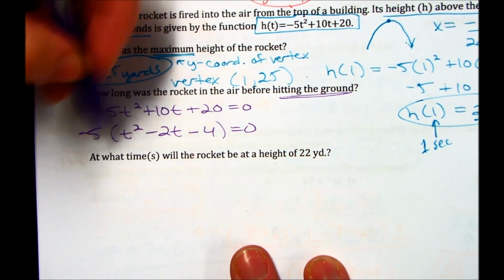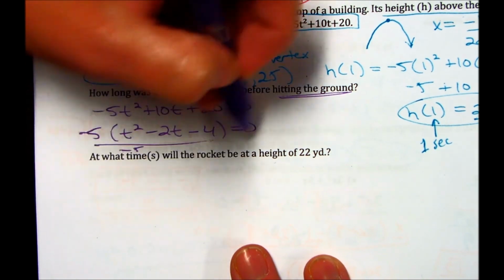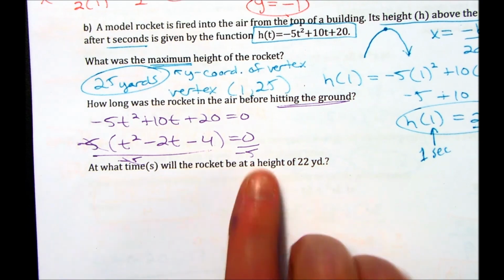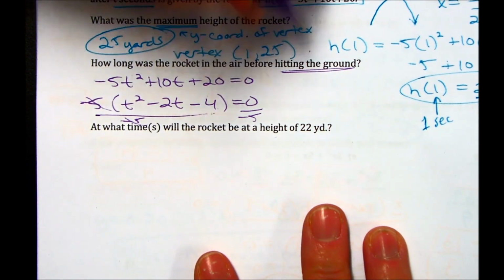I could get rid of the negative 5 by dividing both sides by negative 5. So that gets rid of that. As long as I don't divide by a variable, I'm not going to be eliminating any solutions.